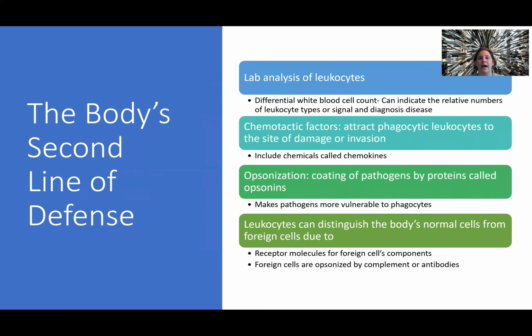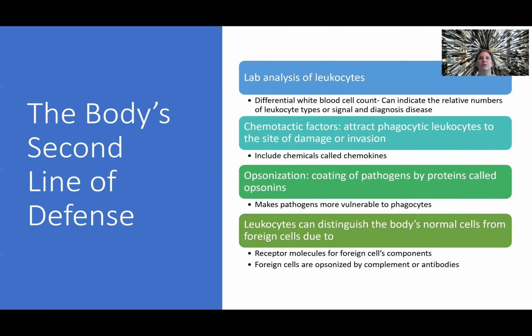So we know that we have chemokines and other chemotactic factors that are attracting our phagocytic leukocytes to the site of damage or invasion. We know that we can have opsonization, which basically is a way that some types of cells in our body can mark invaders for phagocytosis by other leukocytes. And so what's really cool though is these white blood cells I'm talking about, they're going around and they're phagocytizing cells. How do they not phagocytize their own body?